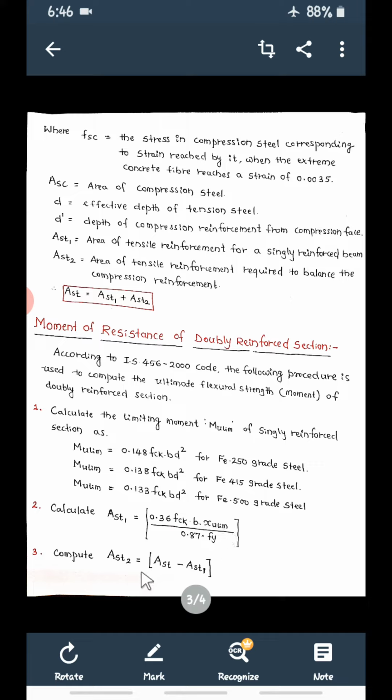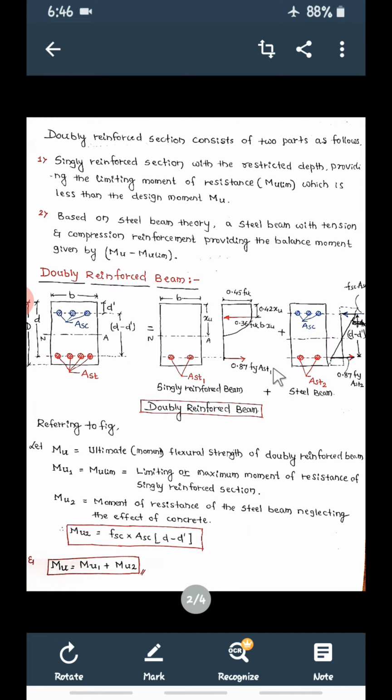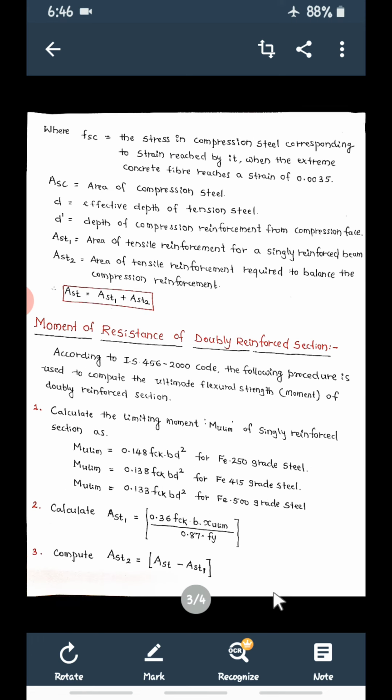Then once you get Ast1, next calculate Ast2. How much is Ast2? So Ast2 is equal to total Ast minus Ast1. Total Ast minus Ast1 will give Ast2.